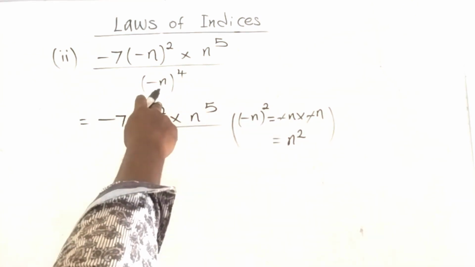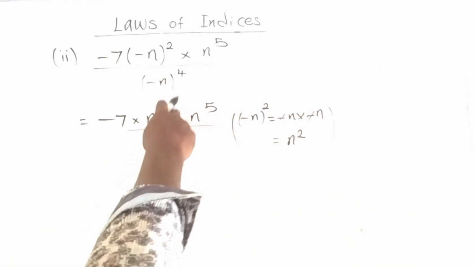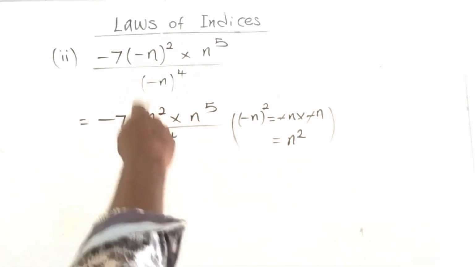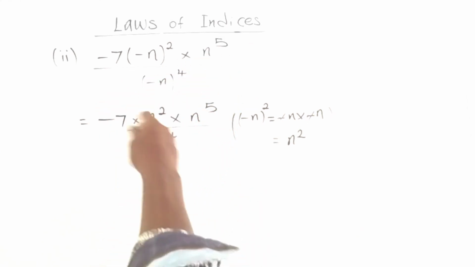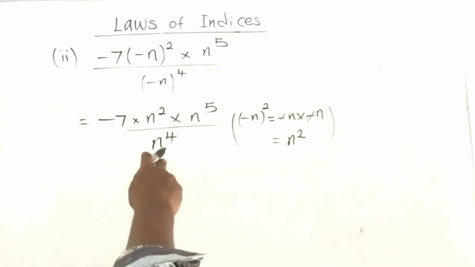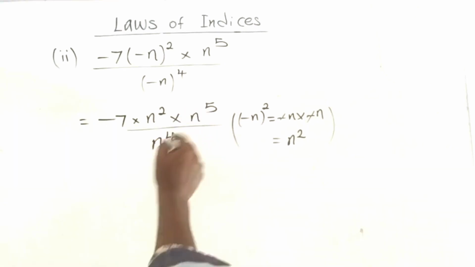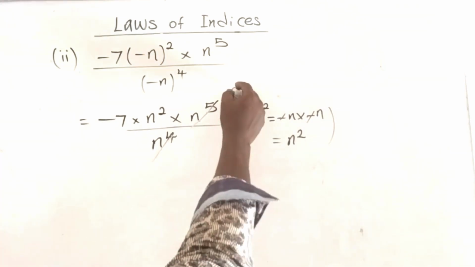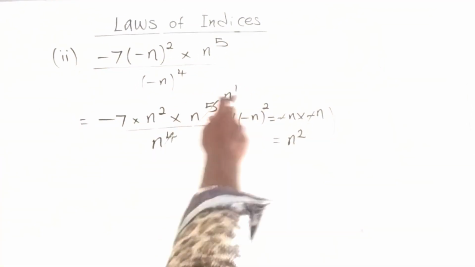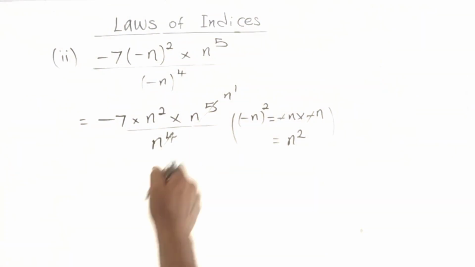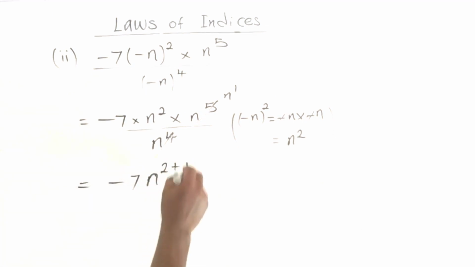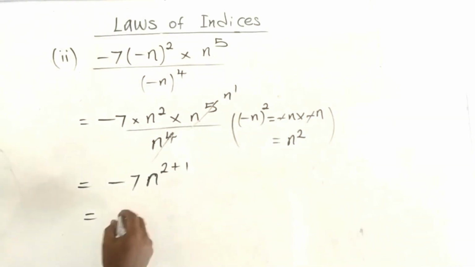The same thing happens here. Minus n raised to the power 4. Because the power is even, it turns the negative to positive. Minus n times minus n times minus n times minus n. You will discover that the 4 minus signs will have cancelled one another. So the next thing is to divide n raised to the power 4 into n raised to the power 5. And when you divide it, it will remain just n raised to the power 1. And when you add the powers 1 and 2 together, you will have n raised to the power 2 plus 1, which is minus 7n raised to the power 3.